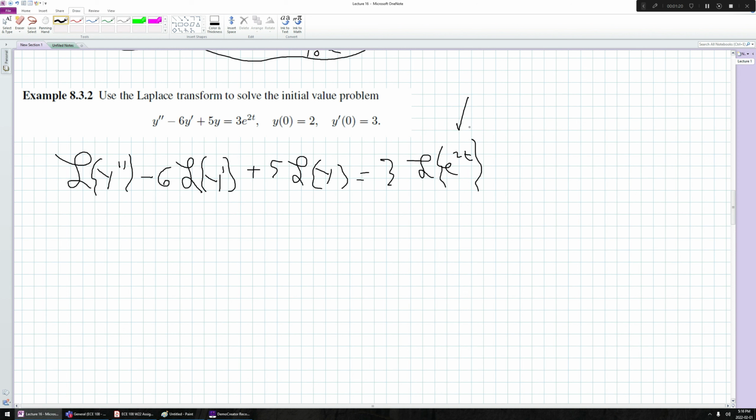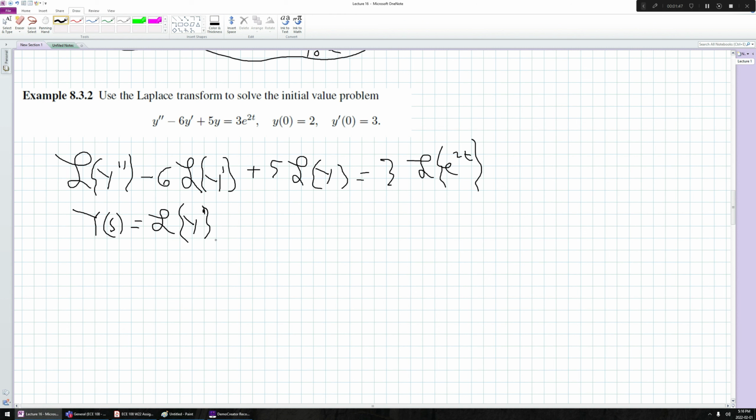Okay, so now what we want to do is evaluate all these Laplace transforms here. In general, you can feel free to always redefine this capital Y to be the Laplace transform of y, so let's do that here. Okay, so I can say Y of s is going to be equal to the Laplace transform of y, no primes, of t.